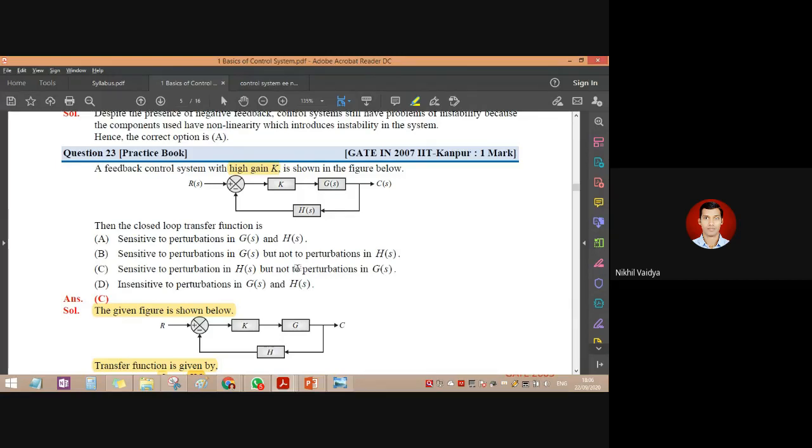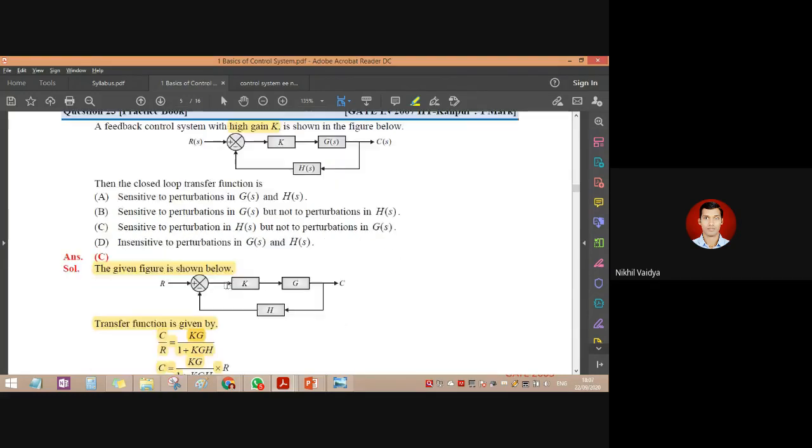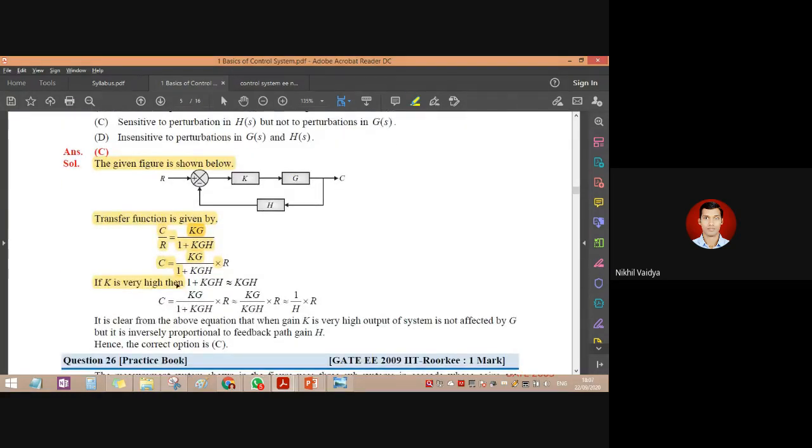Okay, can you imagine, the designer of this question takes near about 6 to 8 months to design one question, so that the student may go into deeper and deeper insights of the concept and then answer the question. So here it is mentioned high gain K. It indicates that high gain K.